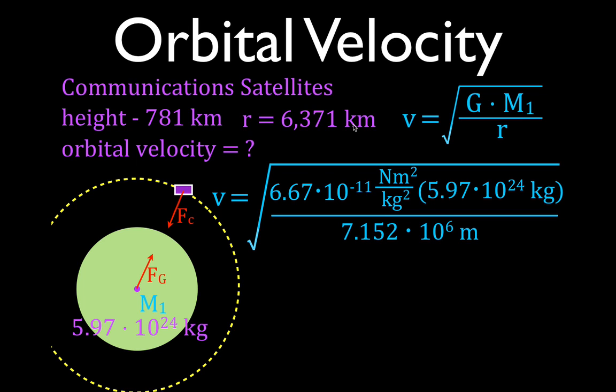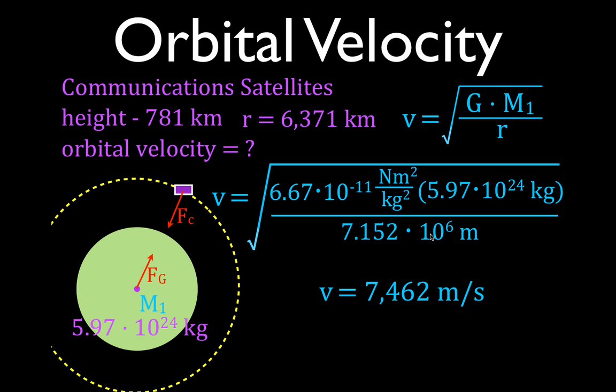7.152 times 10 to the 6th meters. Okay, if I add these two values together, I get 7,152 kilometers. Then I converted it to meters, and I get 7.152 times 10 to the 6th meters. Not meters squared, just meters. Okay, you don't square the value.